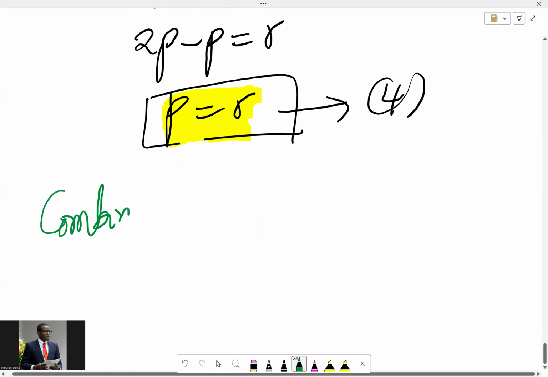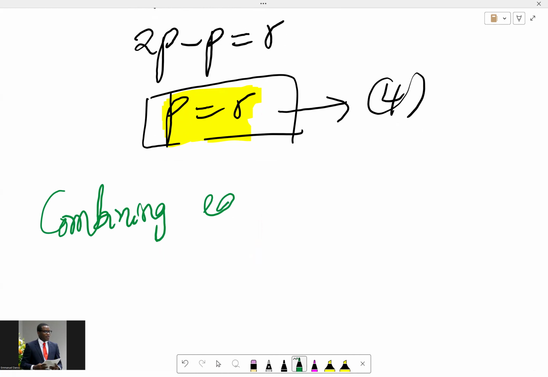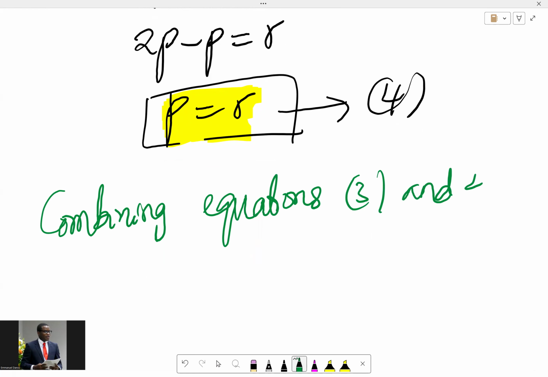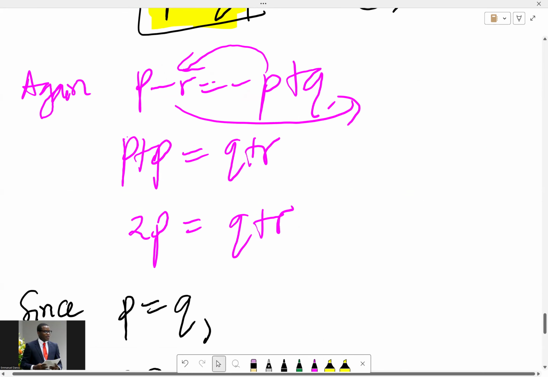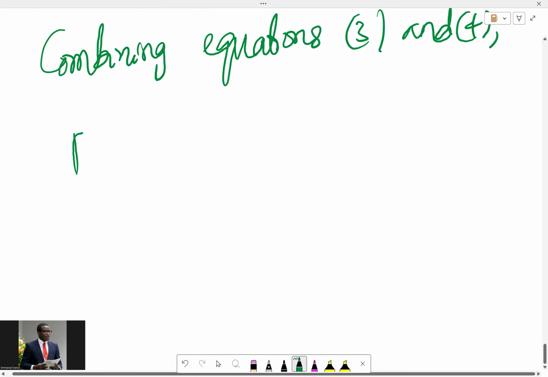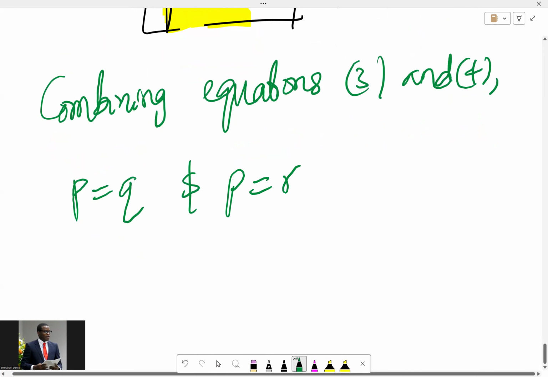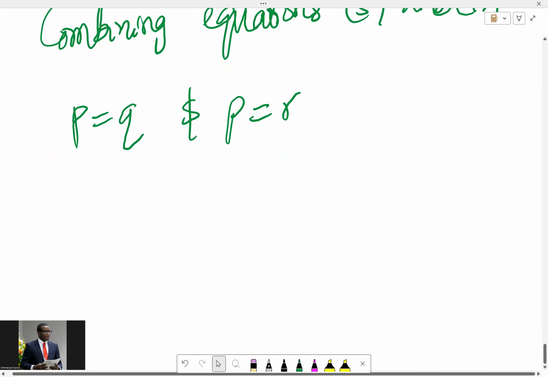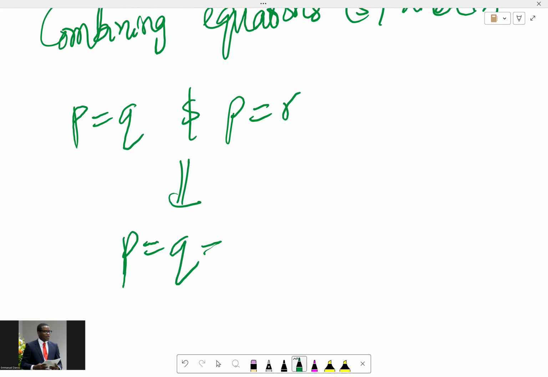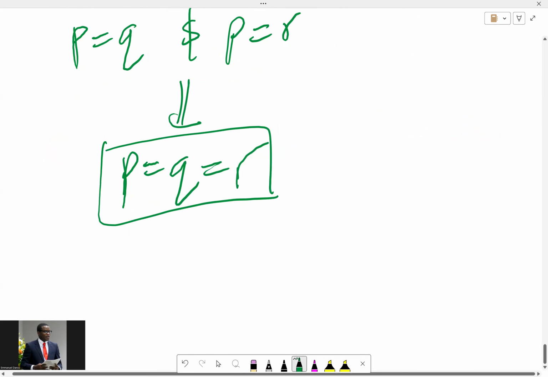Combining equations 3 and 4. Equation 3 tells us that P is equal to Q, and P is equal to R. So you see, it's the same P. So it simply implies that if P is equal to Q and P is also equal to R, that means that P is equal to Q is equal to R. So all the values are the same.